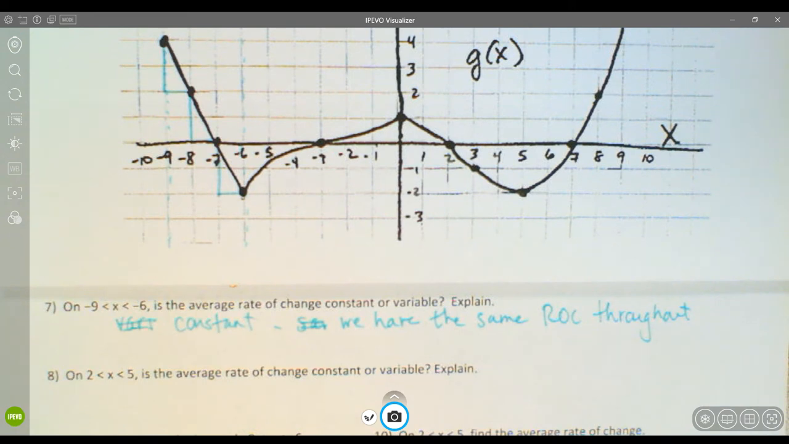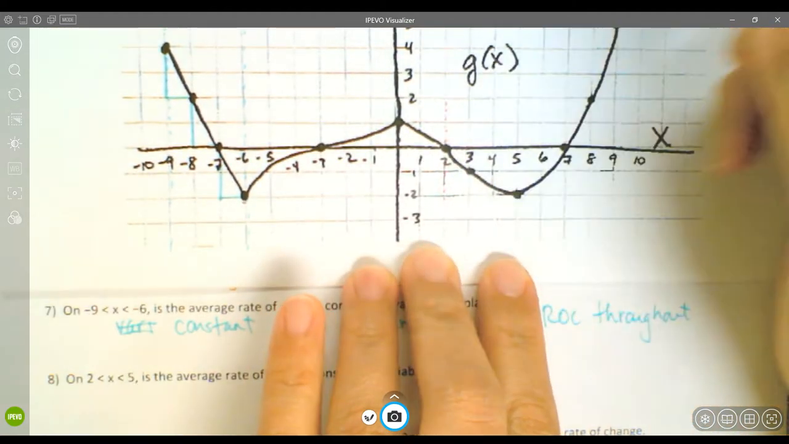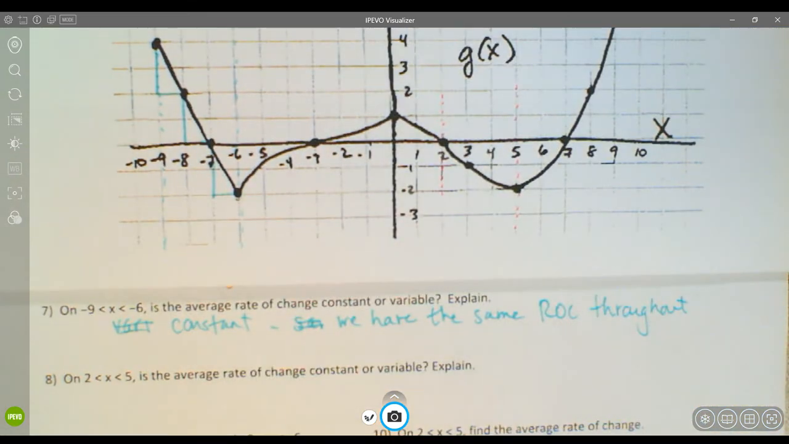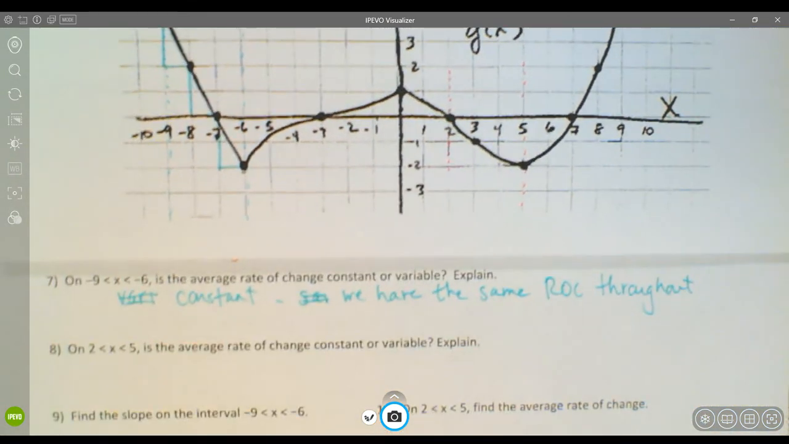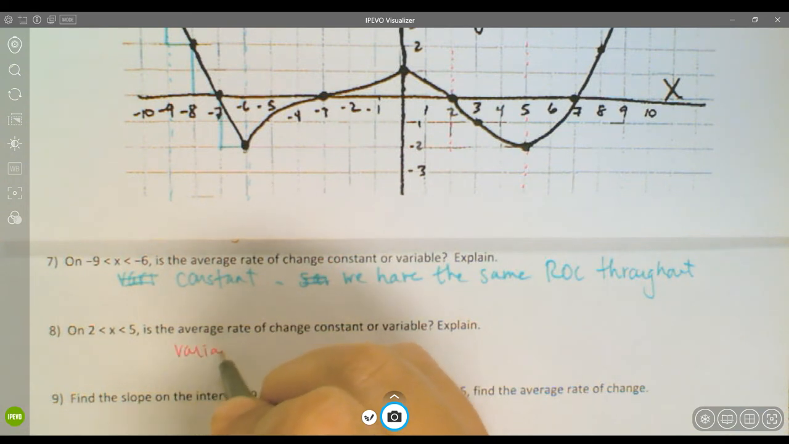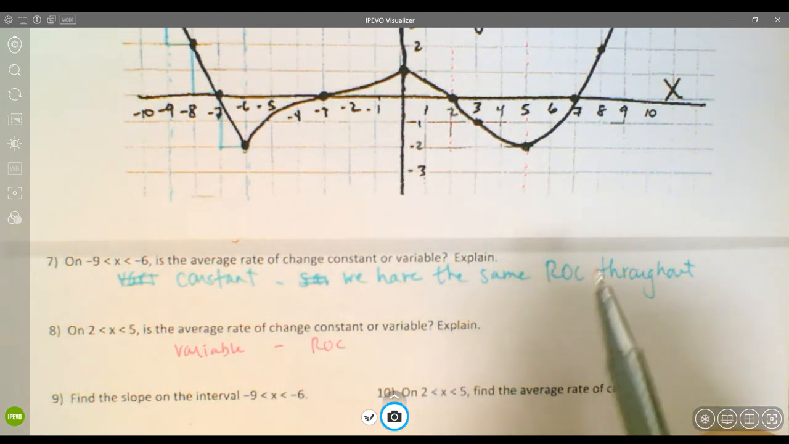Now let's look at what happens on the interval from 2 to 5. So here we are at 2, and here we are at 5. Is that rate of change constant or variable? That rate of change is variable because the rate of change changes.